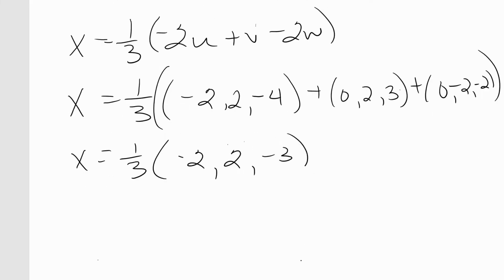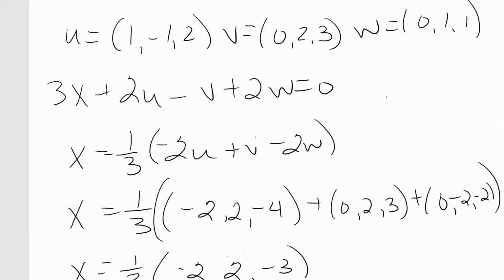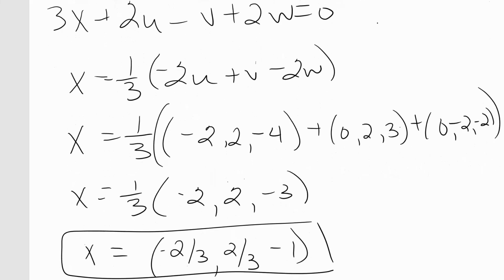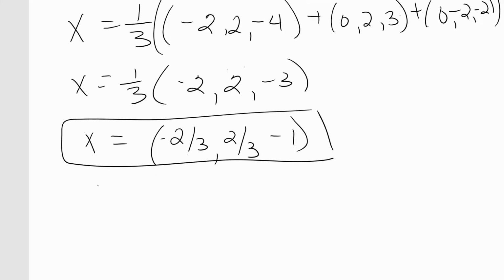But don't forget to go ahead and multiply that by that 1/3. I want to know what the vector x is. So it's going to give me negative 2/3, positive 2/3, negative 1. So x is a linear combination of u, v, and w. You can use, as I said, scalar multiplication, adding and subtracting to get it. So that's what a linear combination is. So now we need to find a linear combination. How do we get a certain combination?